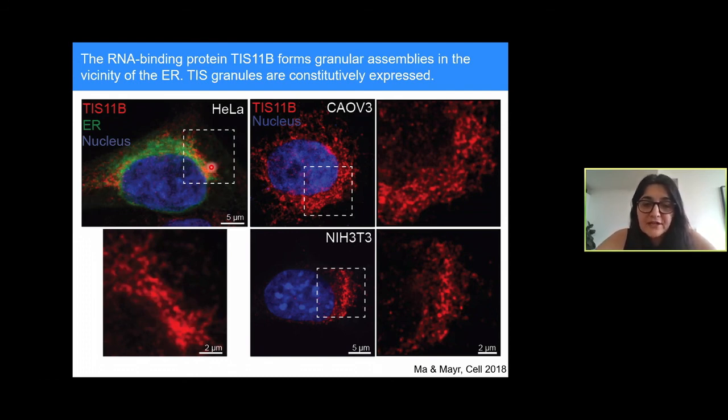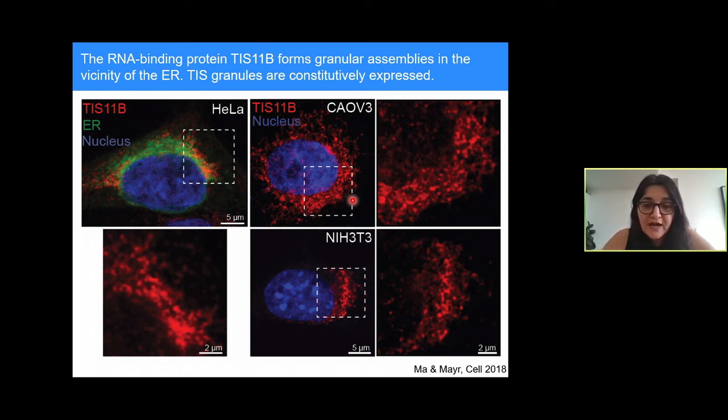We then actually looked at other cell lines, and basically in every cell type that we looked at so far, we see these granular assemblies surrounding the nucleus. And I want to point out that these granular assemblies already happen basically under normal cultivation conditions. So they happen in unstressed cells and are basically present.